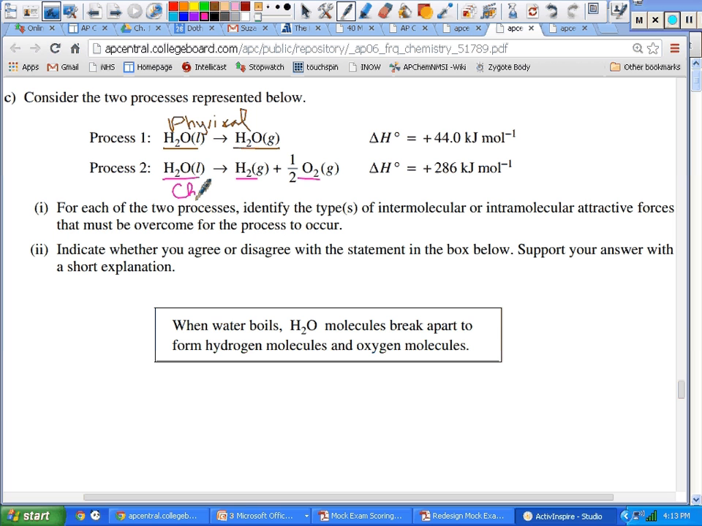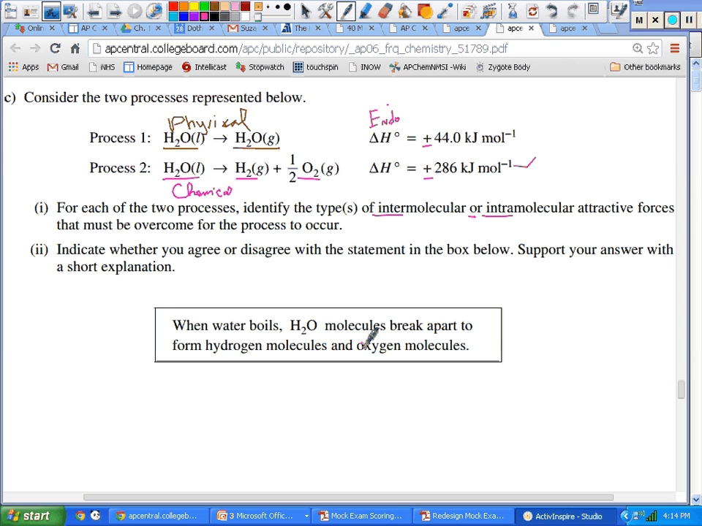And then let's look at this right here. First and foremost, positive delta H tells me it's what? Endothermic. Very good. So energy has to go how? Into the system. Spontaneous, non-spontaneous? Non. Very good. Which one of these obviously requires more energy? The bottom one, because it has more energy. All right. For each of the two processes, identify the types of, notice how it's worded, intermolecular or intramolecular. What is the difference there?